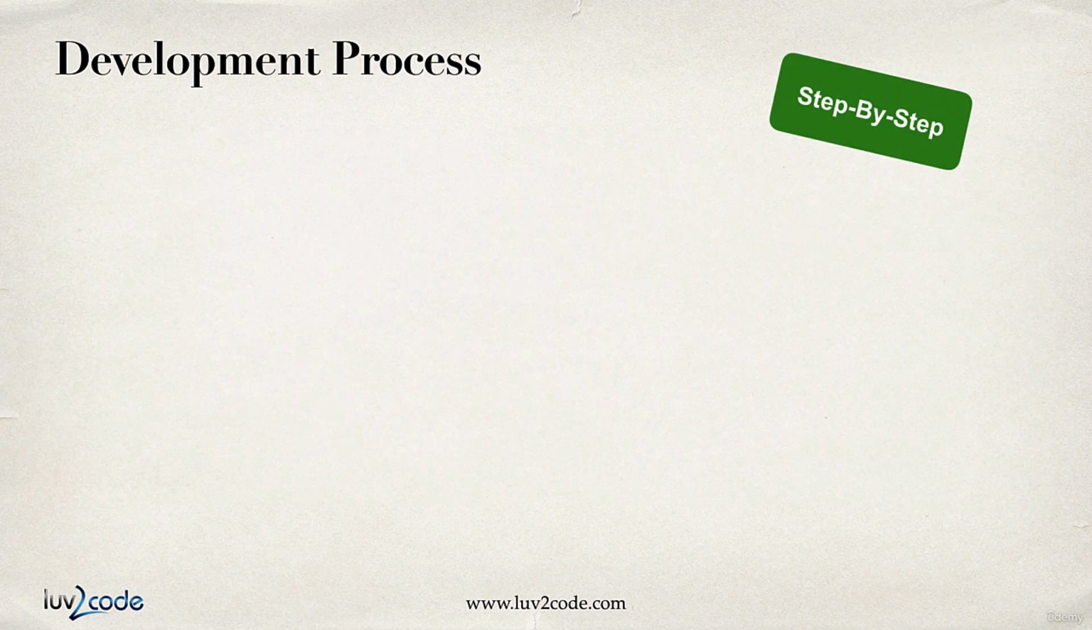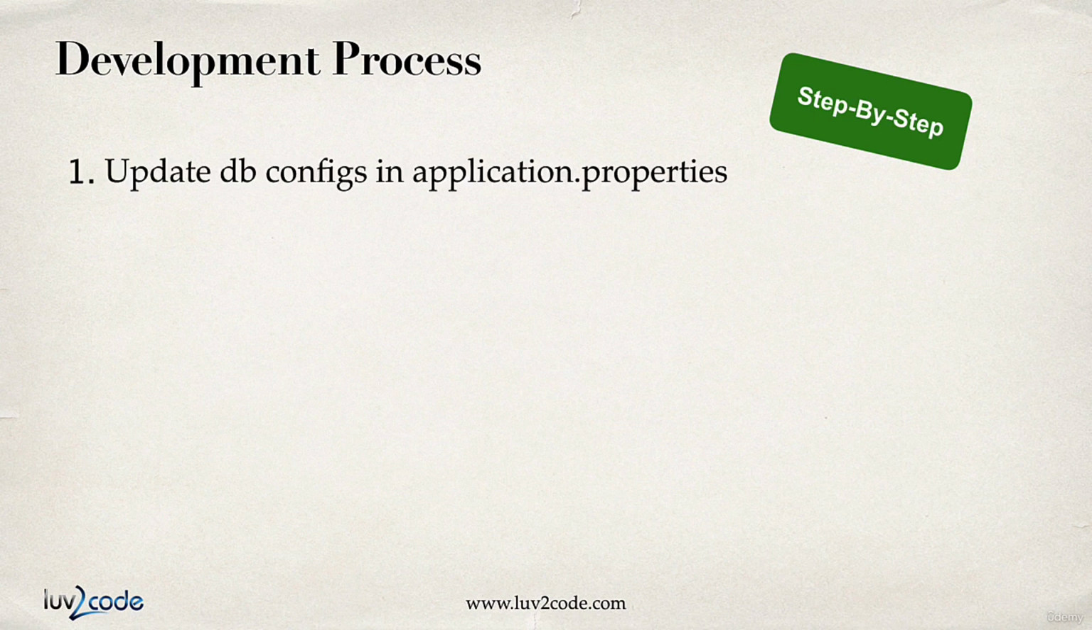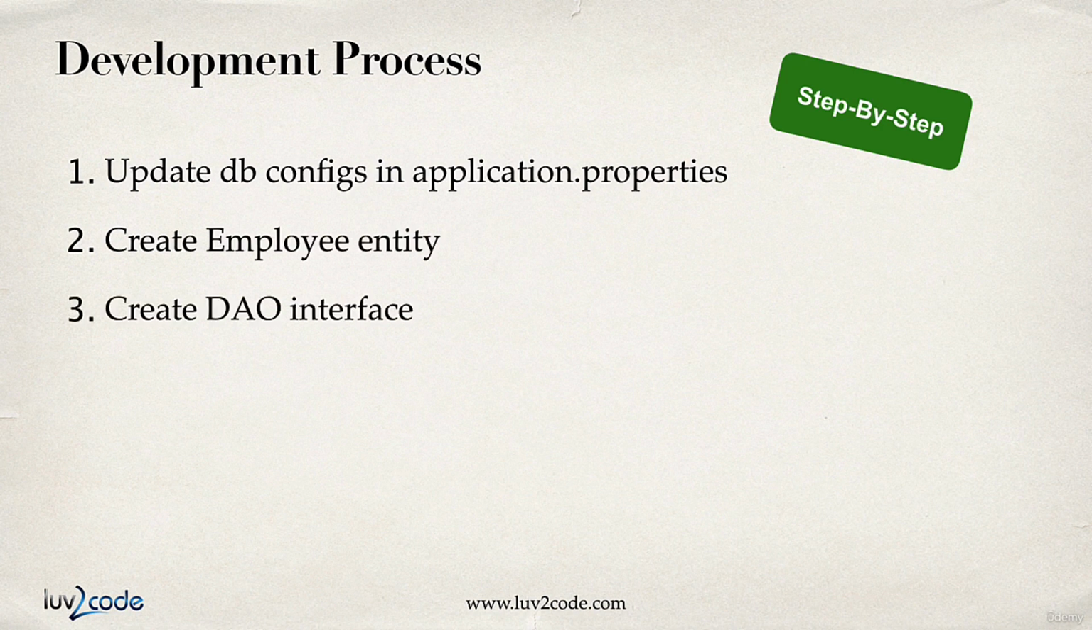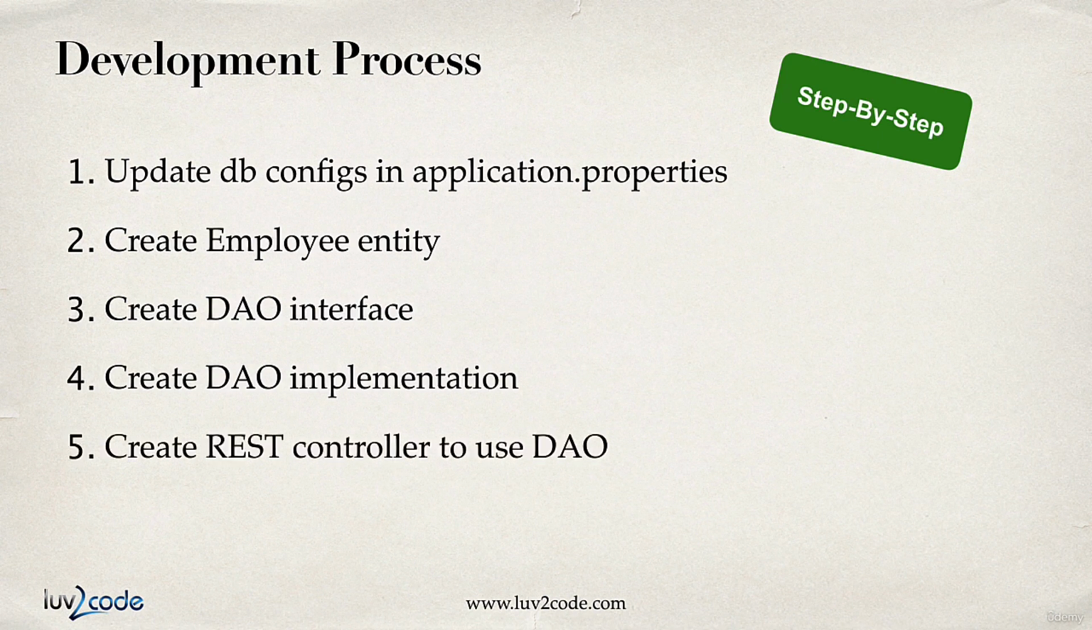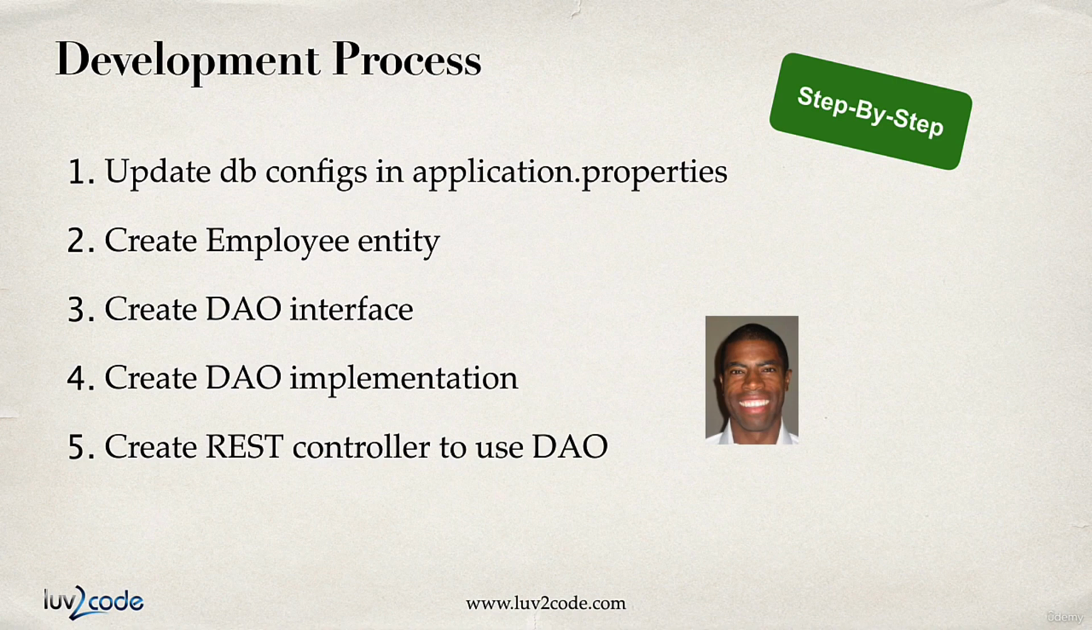Alrighty, so let's go ahead and look at the development process here for our DAO. The first thing we'll do is update our database configs in the application.properties. Then we'll create the employee entity. Next, we'll create the DAO interface. We'll create the impl, and then we'll actually create a REST controller to use the DAO. We'll cover all of that in some of the following videos.